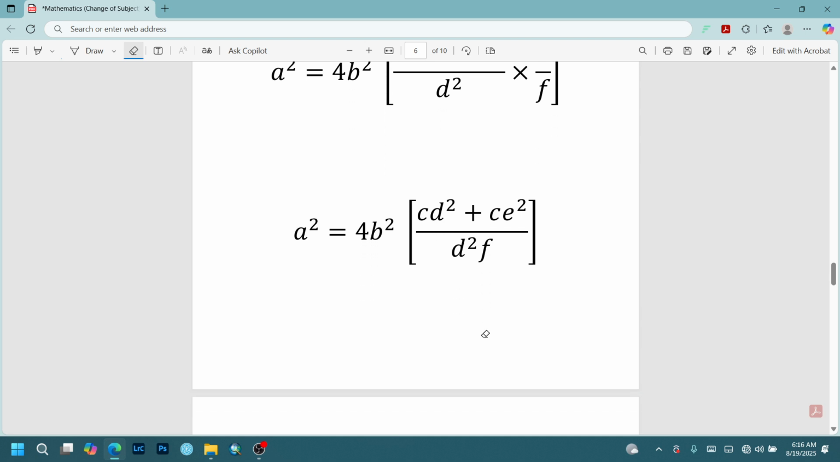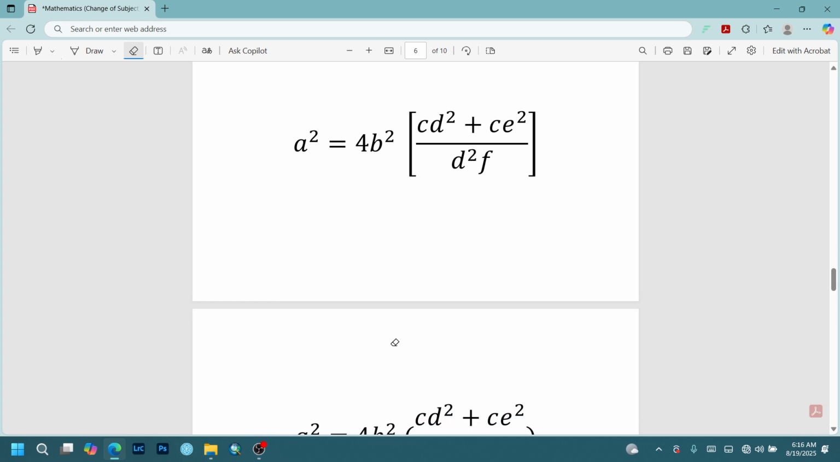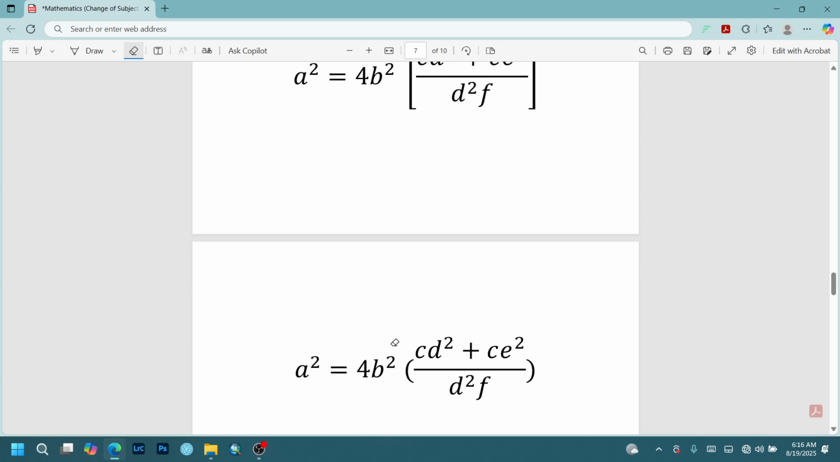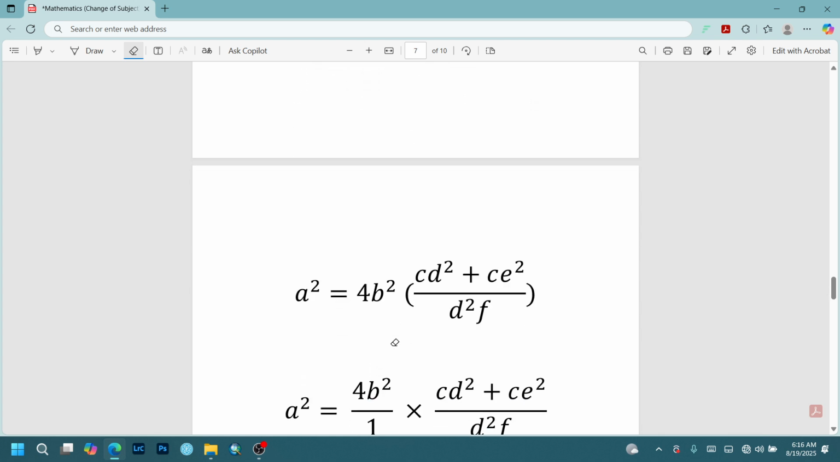Now we have our a to be an a². So our a is not independent, it's not standing on its own. So we have to convert it for it to stand on its own.